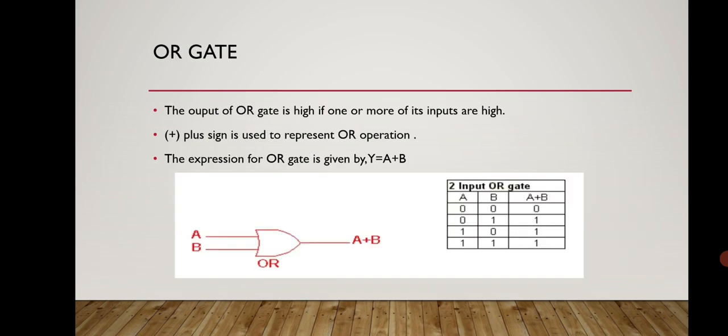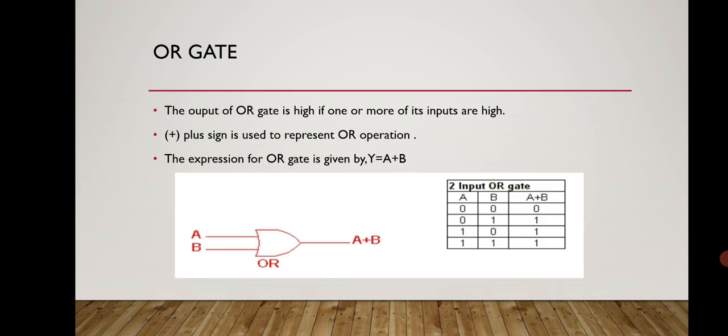Now it's time to learn the OR gate. This is the pictorial representation of an OR gate, and the right side gives the truth table of the OR gate. A plus sign is used for this OR operation. If any one of the inputs is high or both the inputs are high, the output will be high here.